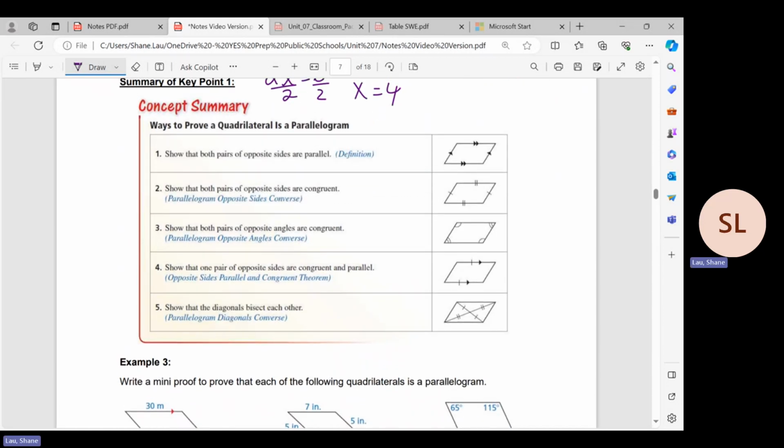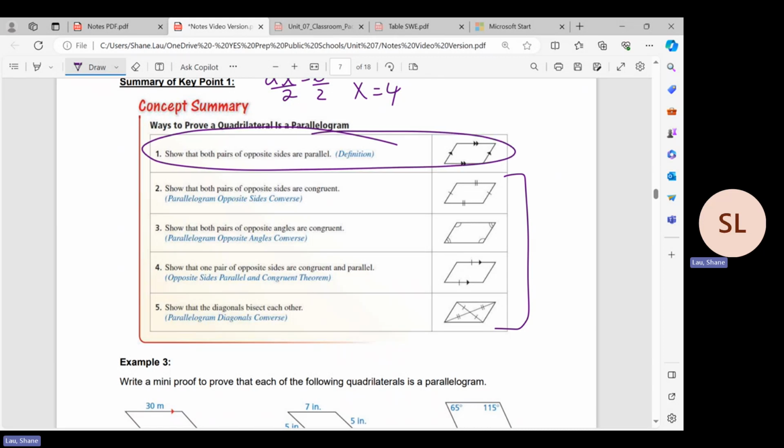Here we have the summary of key point 1. This is what I was talking about earlier, where we have the 4 new theorems, which are these 4 right here. Okay, those are the 4 new theorems that we have. But we can never forget that we actually have a definition of what it means to be a parallelogram. And I've made a lot of emphasis on that in the last video as well. So there are actually 5 ways to prove parallelogram. Okay, that is what we want to leave ourselves with. 5 ways to prove parallelogram.